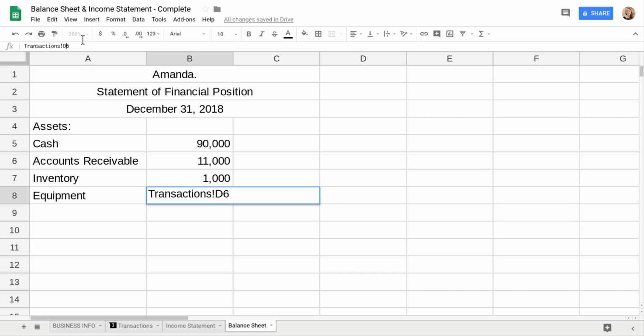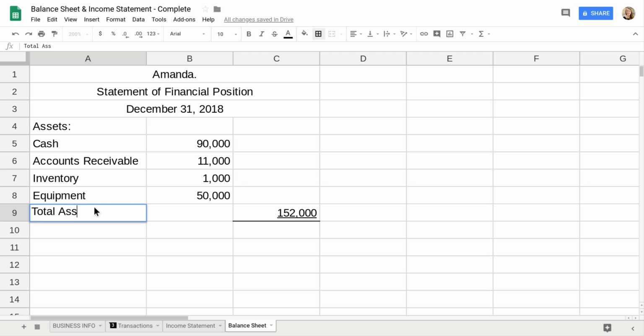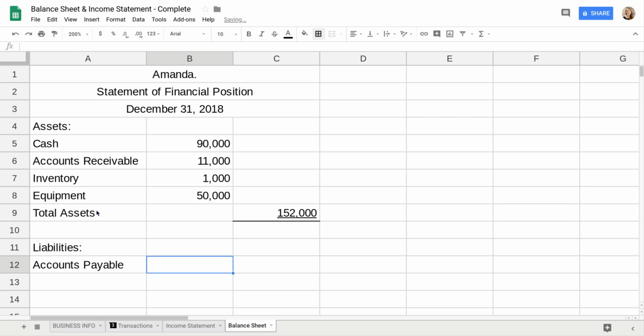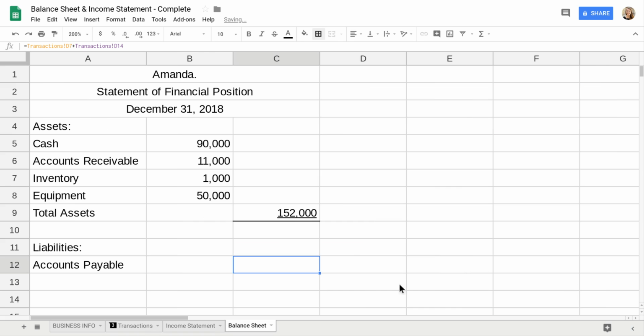Oops, it moved my equal sign. Equal sign has to be at the beginning. Okay, I'm going to highlight those things. Okay, so now we have our asset. So equals sum all of these things. Give it a double underline here. Okay, this is our total assets. Now we have liabilities, which we only have accounts payable, which is equal to, we have 2 accounts payable, I think. Accounts payable here, and for our inventory here, increase and increase, so that's great.